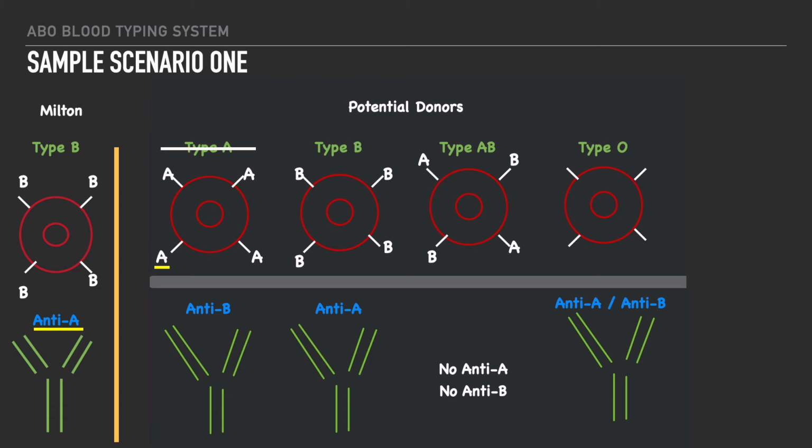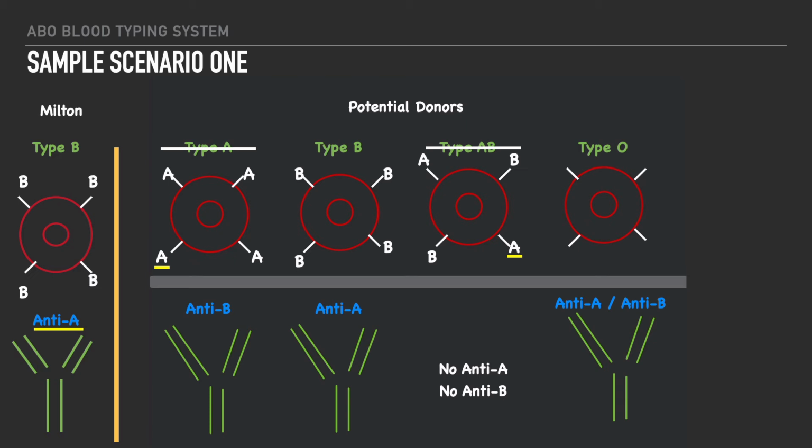Next is type AB blood. If Milton were to receive type AB blood, his anti-A antibody would attack the red blood cell antigen on the surface of this blood type because of the letter A we've associated with it. So for this blood type, we can safely eliminate someone with type AB blood donating to Milton. So for now, we're only saying Milton could receive blood from someone who has his own blood type.